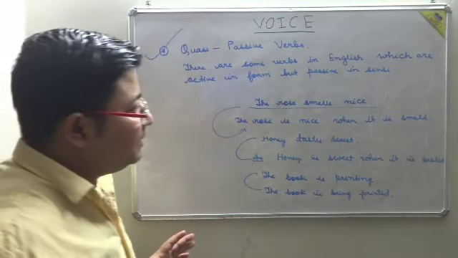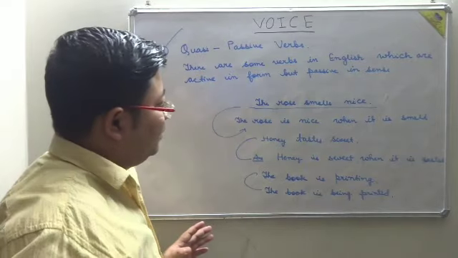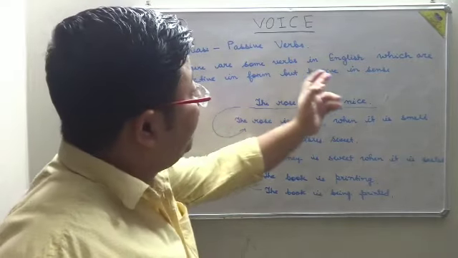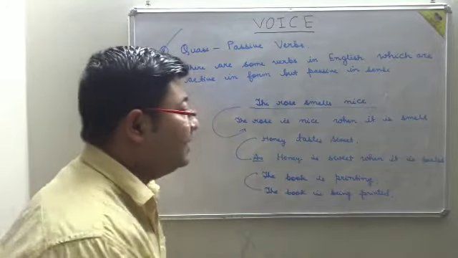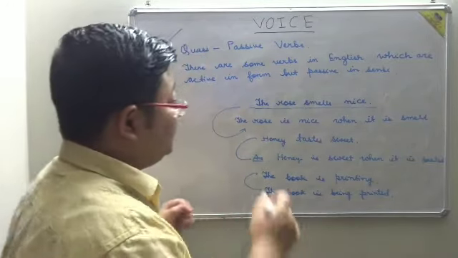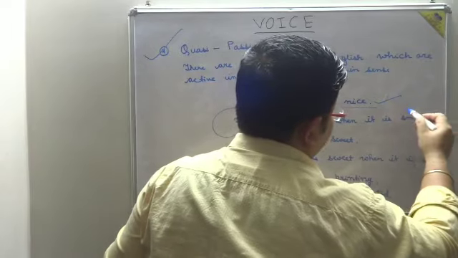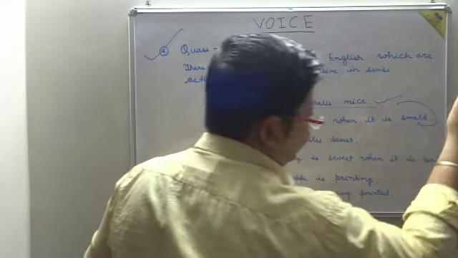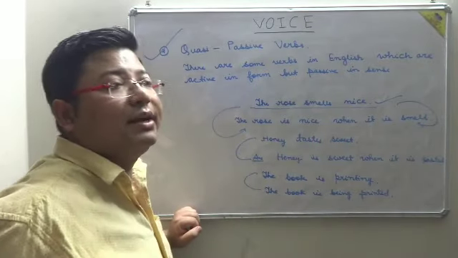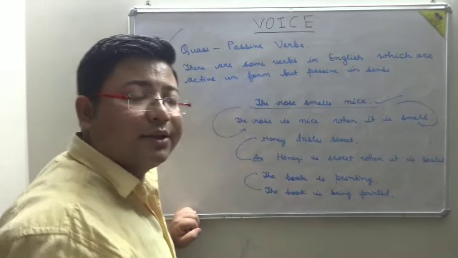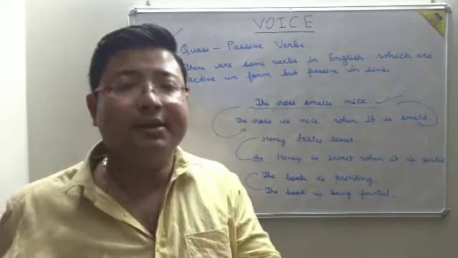In this type of sentences, there are some verbs in English language which are active in form but passive in meaning. In this type of sentence, just convert it into the other form of the voice in this way. The rose smells nice. The rose is nice when it is smelled. Honey tastes sweet. Honey is sweet when it is tasted.